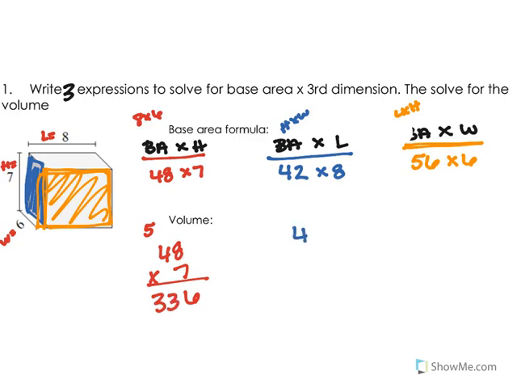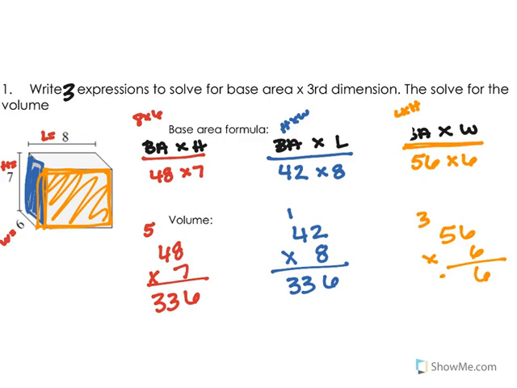Let's do base area times length, where we had 42 times 8. 8 times 2 is 16. 8 times 4 is 32, plus 1 is 33. Last one, we have 56 times 6. 6 times 6 is 36, and 6 times 5 is 30, plus 3 is 33. So our volume in all of these gets us 336 cubic units.